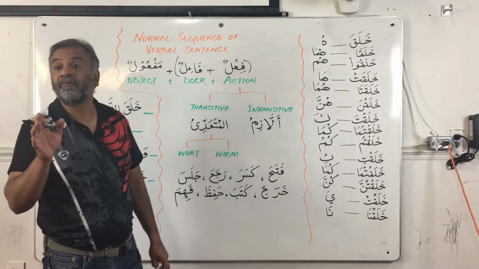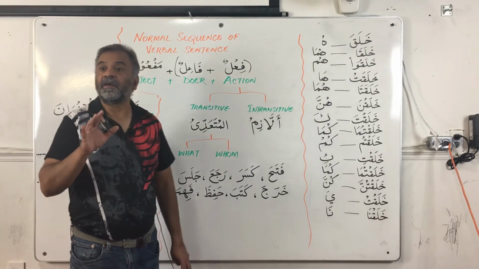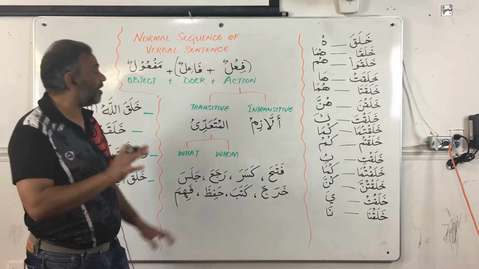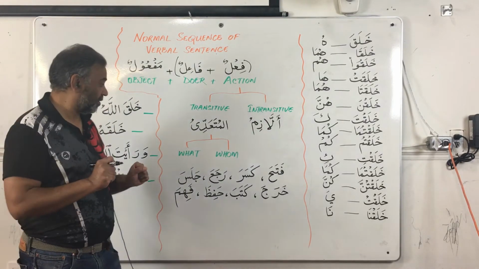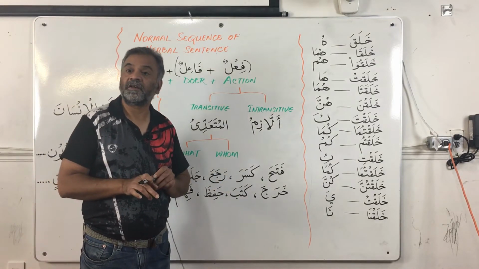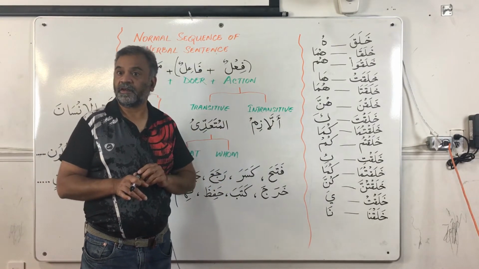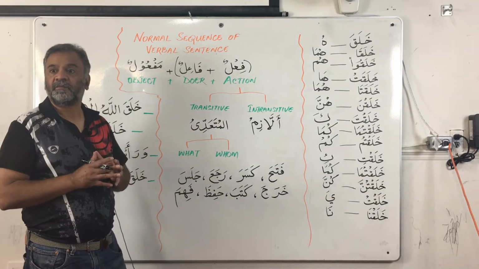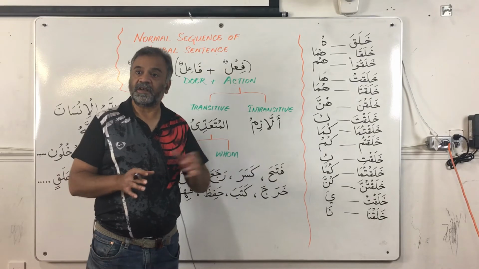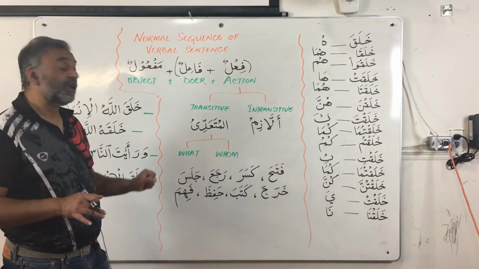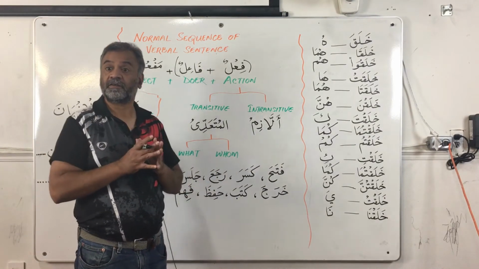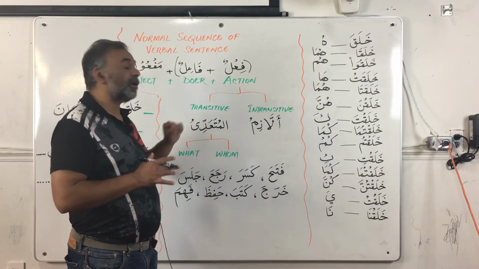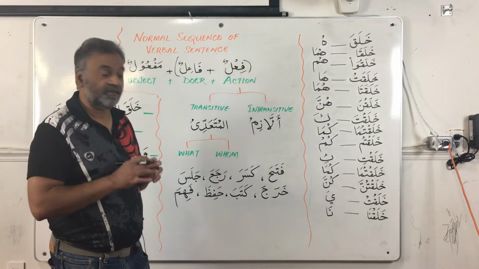Jalasa. He sat. He sat what or whom does not make any sense. So that makes jalasa intransitive. Kharaja. He left. Now again apply what or whom. Intransitive, because what or whom does not apply in this case. Kataba. He wrote. He wrote what? That makes sense. So I would classify it as transitive.